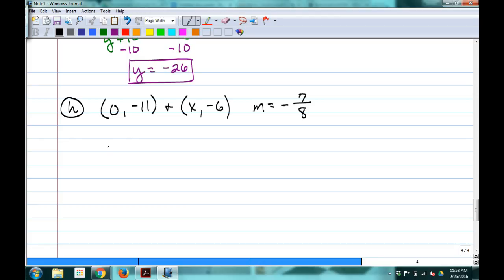So slope formula again, y2 minus y1 over x2 minus x1. So let's plug in the stuff we know. Well, the x is the missing part, so I'm going to put that first, and that would be minus 0. And then what's the top of the fraction look like?